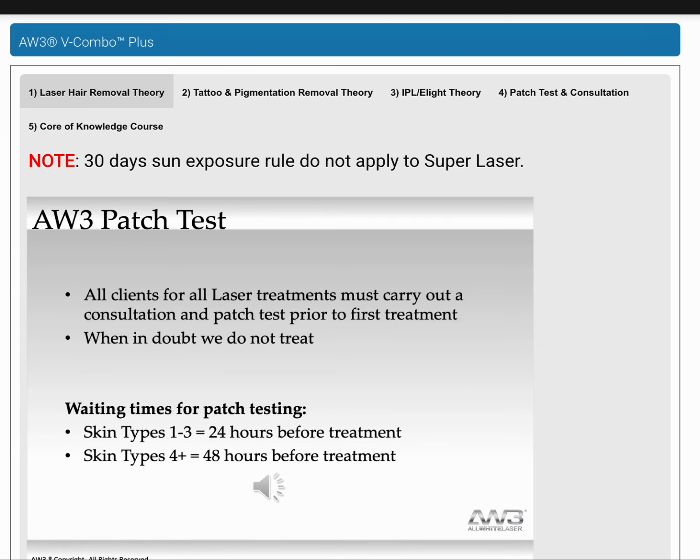All customers wishing to experience the AW3 laser system must, by law, carry out a full patch test and consultation prior to the first treatment.